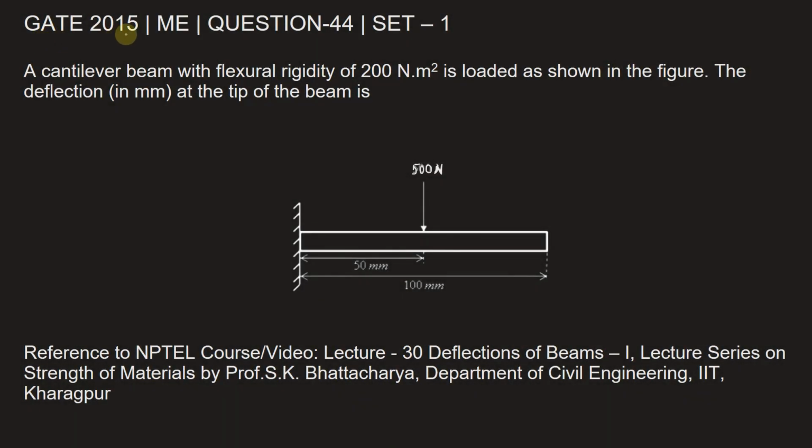This question is from GATE 2015, Mechanical Engineering paper, set 1, question number 44. A cantilever beam with flexural rigidity of 200 Newton meter square is loaded as shown in the figure. The deflection in millimeters at the tip of the beam is.